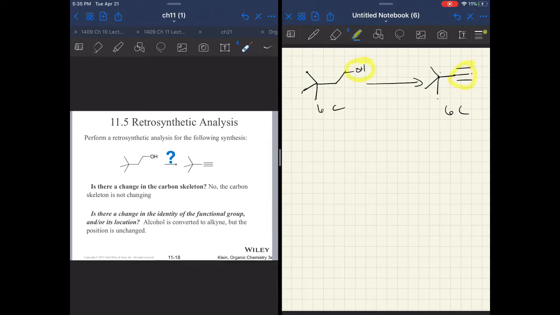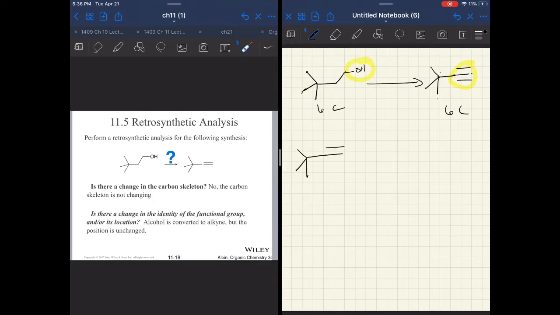And so you may be able to start from the beginning and go to the end, and that would be great. But let's say you're struggling. You're not sure what to do with this alcohol just yet because you have different options. You can eliminate it. You can substitute it out. You can move it around. But let's say that you're not quite sure on your path to get to the alkyne. Well, then let's start at the end.